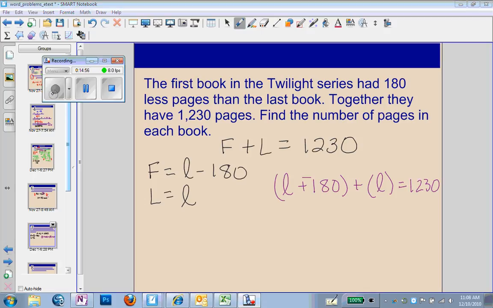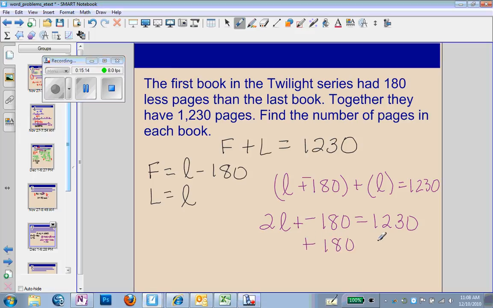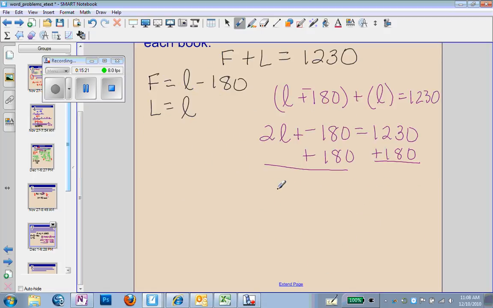So now we're going to change subtraction to addition, and we are going to add our like terms. So we get 2L plus negative 180 equals 1,230. Good. Now we're going to add 180 to both sides. We end up with 2L equals 1,410. What do we do, everybody?